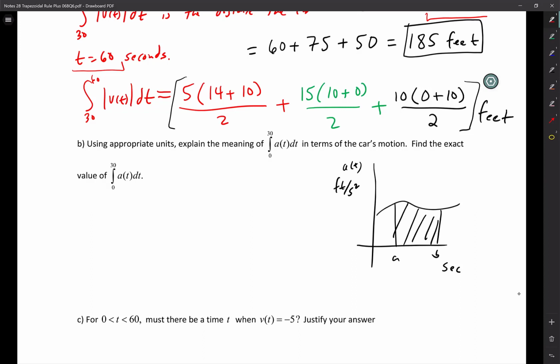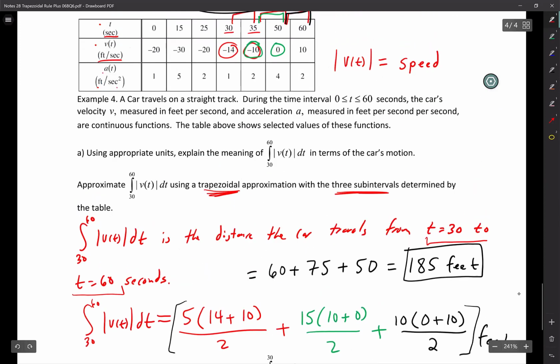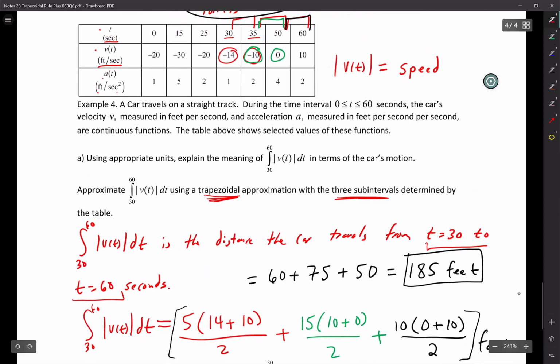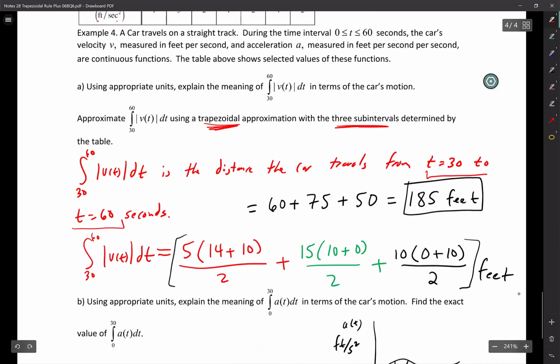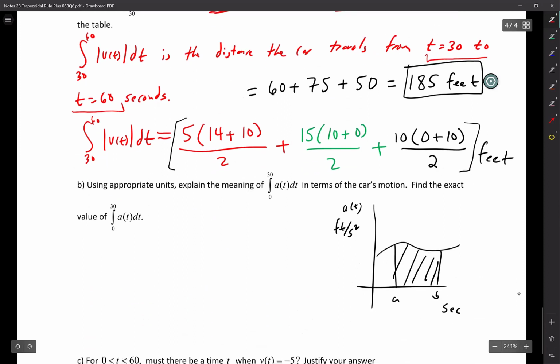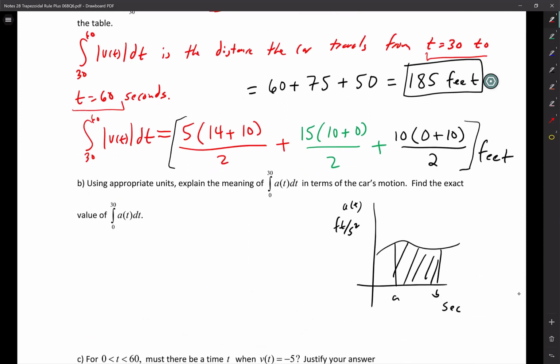Area under the acceleration curve tells you how much the velocity has changed. In parentheses, write, it does not give you the velocity, unless your velocity started at 0. But let's see if ours started at 0. Nope, it did not. The velocity started at -20. Okay, let's find it.